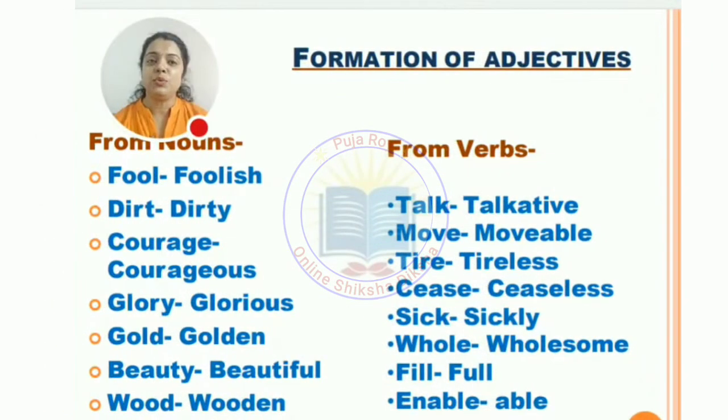Now, let me tell you, adjectives can be formed from nouns, and they can be formed from verbs. If you want to understand it better, undoubtedly the dictionary is going to help you a lot. Whenever you want to find out any word, please do check with the dictionary. Let's see a few words here. Nouns: fool, dirt, courage, glory, gold, beauty, wood and care. If you want to form an adjective from the noun, we have the words here. Fool becomes foolish, dirt, dirty, courage, courageous, glory, glorious, gold, golden, beauty, beautiful, wood, wooden, care and careful.